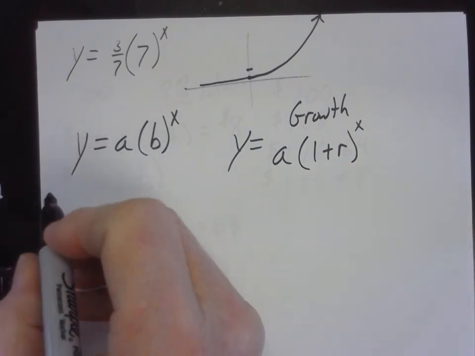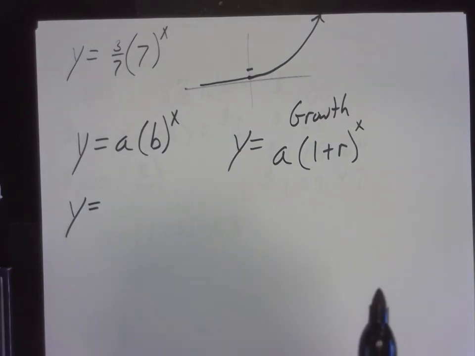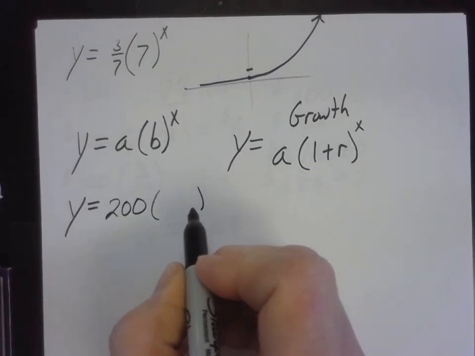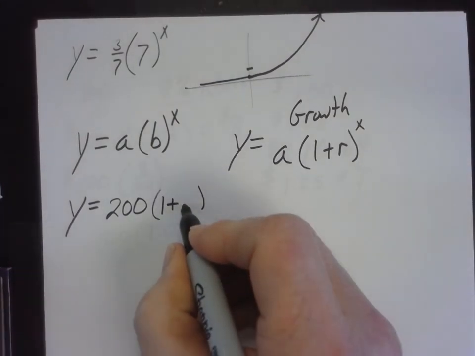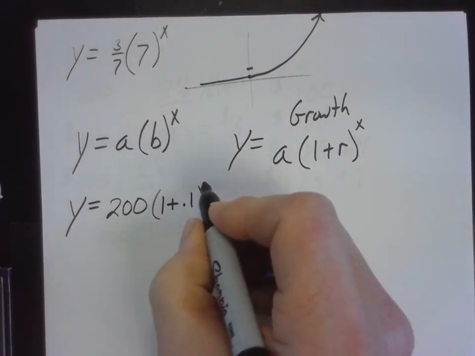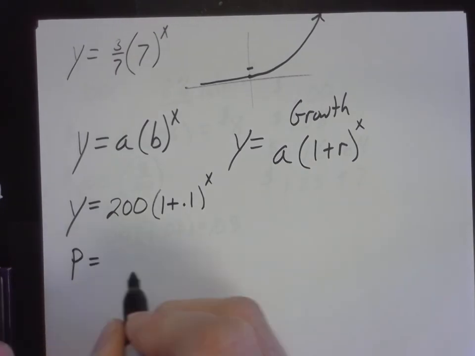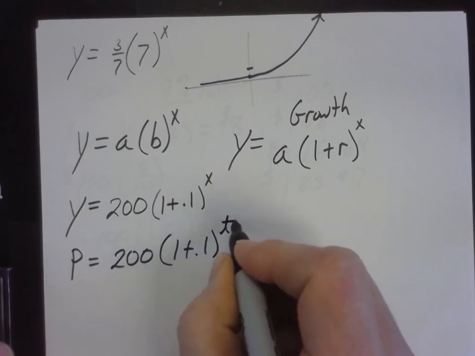So here's what we're going to do. We get some initial amount. How much money do you want to put in the bank? $200. And what interest rate do you want to earn this time? 10%. How do you write that as a decimal? 0.1. Okay, and then our principal, the amount we have in our account, equals 200 times 1 plus 0.1 to the time power.